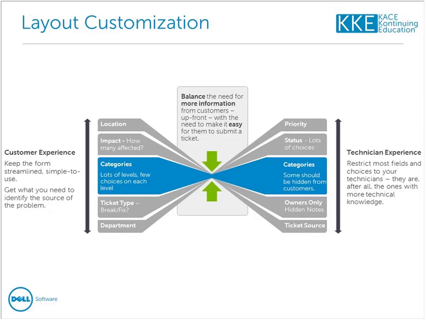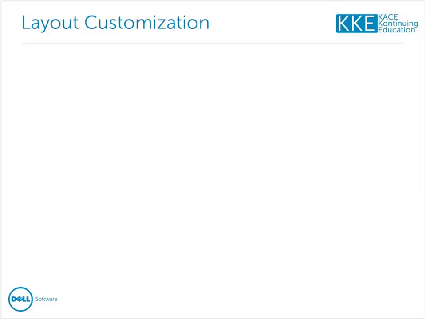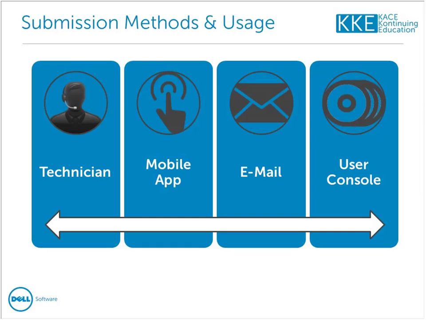Okay, and then I'd like a ticket source field. I want to know, how did they submit this ticket? Was it via the user portal and or the K1000 Go mobile app, which is how I really want them opening tickets? Or was it via, they called it in and I created it for them, right? Did they send an email? And that's how it got created?